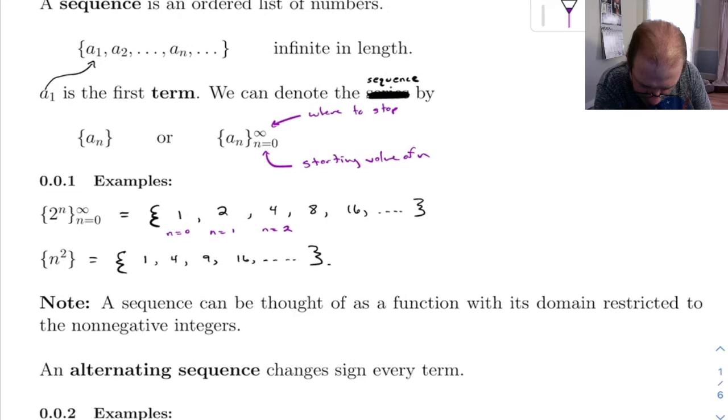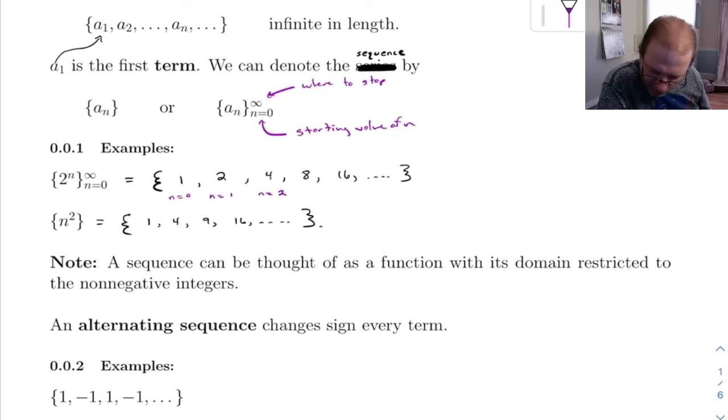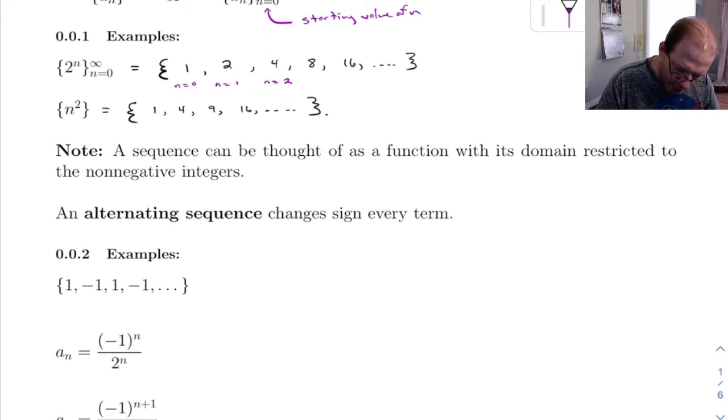All right. A sequence can be thought of as a function with its domain restricted to the non-negative integers. And that makes good sense up here. It's like we're plugging in 1, 2, 3, 4, n for n. And an alternating sequence is one that changes sign every term. So I've got 3 examples here. This one is an alternating sequence because it alternates between positive and negative.